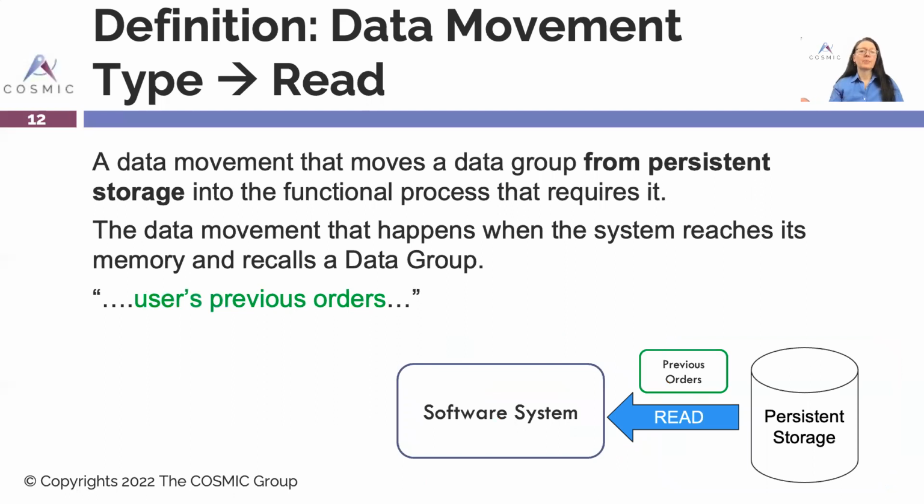The read is a data movement that moves a data group from persistent storage into the functional process that requires it. It is the data movement that happens when the system reaches into its memory and recalls a data group. Suppose we have, in the requirements, users' previous orders. Well, previous orders are in the persistent storage and must be read.